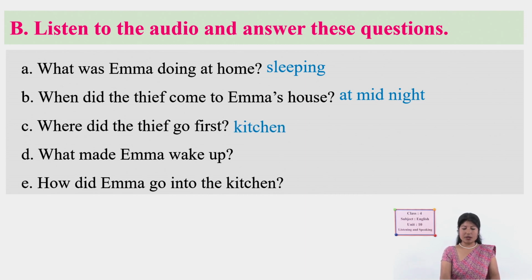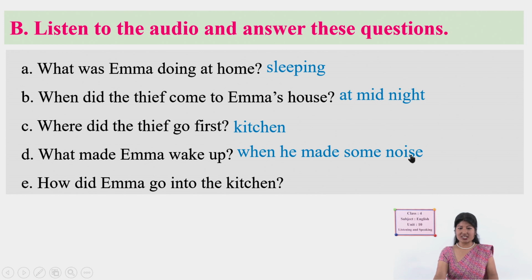Okay. Now number D, what made Emma wake up? So it was? Okay, noise. The main reason was noise. When the thief made some noise. And number E, how did she go? Slowly. The answer of how? Slowly she went and checked what was there, right? Okay, with this we have done number B activities as well.